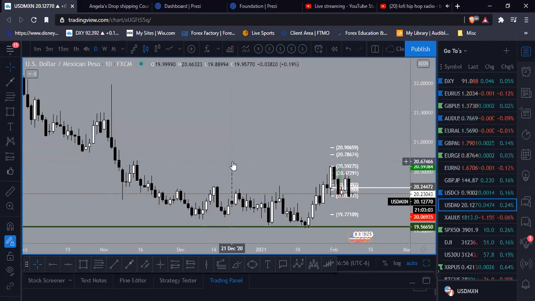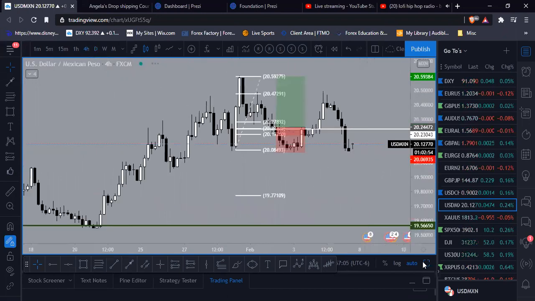So prices almost filled it up, not all the way, but I would definitely want price to make these extensions to 20.90659 in the long term, right?